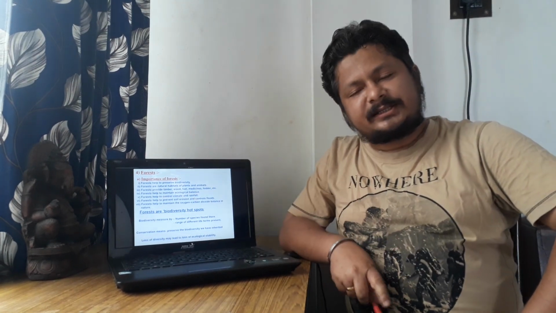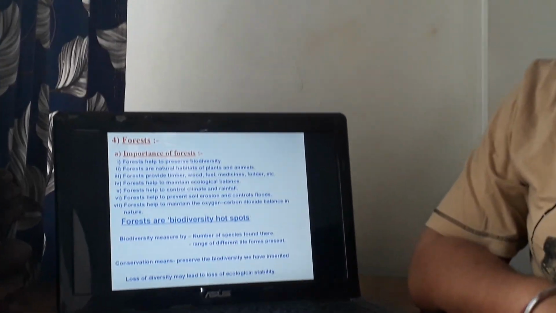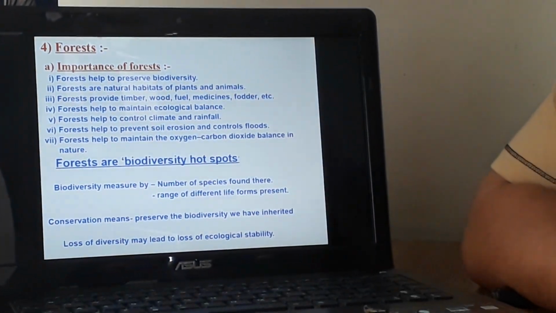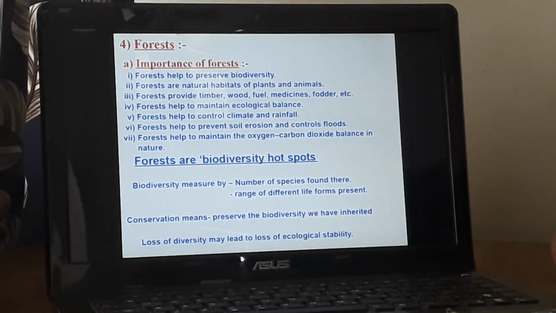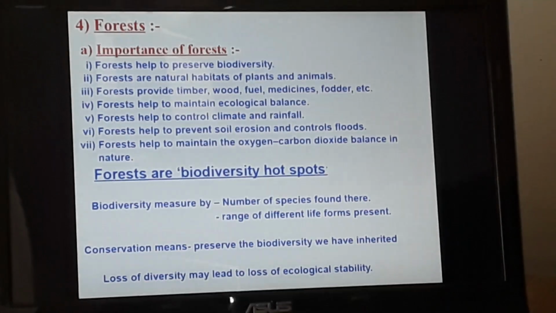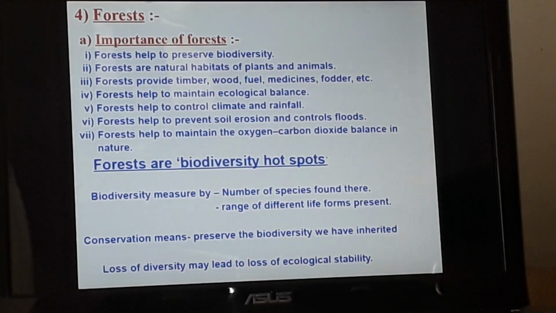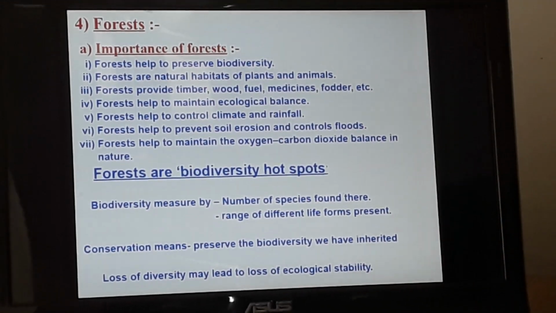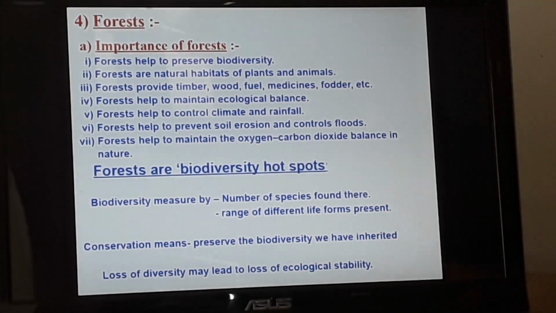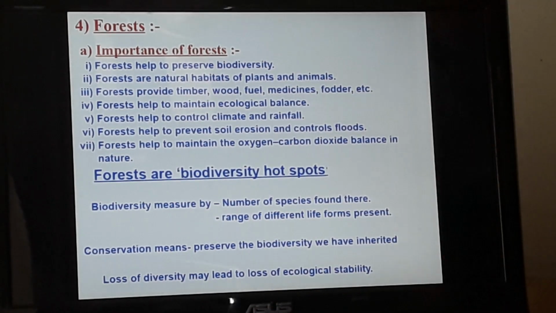The next point is that forests help us to maintain the oxygen and carbon dioxide balance. As I just said, plants take in carbon dioxide and produce oxygen by the process of photosynthesis. Now we take in the oxygen which the plants are giving us, and we exhale carbon dioxide. So that balance of carbon dioxide and oxygen should be maintained, and that can only be maintained by a tree, by a plant, by a forest.